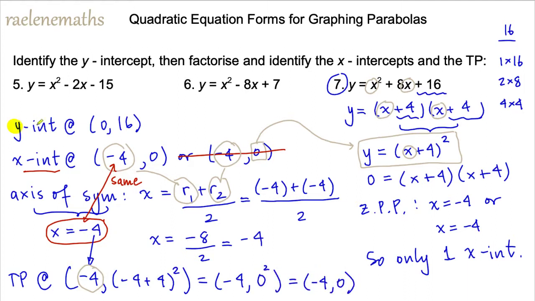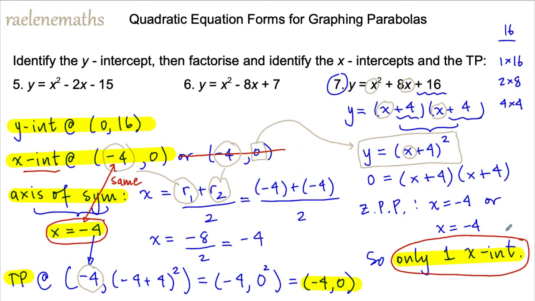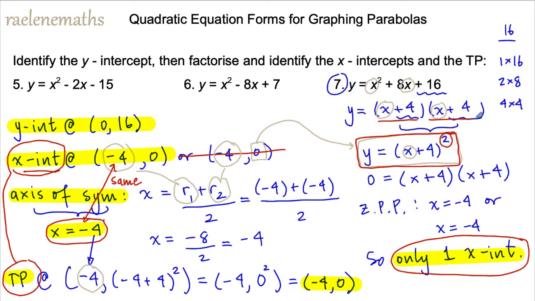So to summarize our information, we have the y-intercept at (0, 16), one x-intercept at (-4, 0), the axis of symmetry equation at x equals negative 4, and the turning point at (-4, 0). So why do we have only one x-intercept? And why is that x-intercept the same as the turning point? The reason relates back to the fact that we could write this quadratic as a binomial (x plus 4) squared. In other words, we had x plus 4 multiplied by itself.